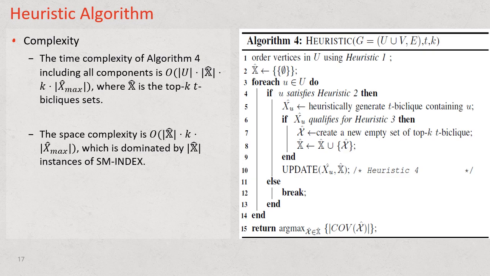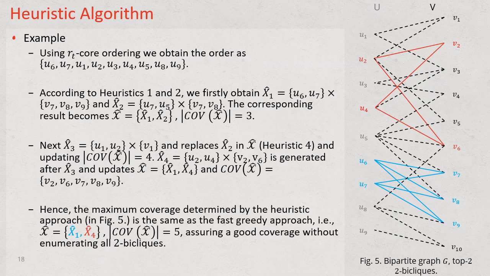For a better understanding, we then move to discuss some examples for the heuristic approach. For this example, let K and T be 2. For the given bipartite graph in figure 5, we start by performing RT core ordering of the vertices. The first two Bicliques generated are x1 and x2 according to heuristics 1 and 2. The overall coverage of the set containing these two Bicliques is 3, that is V7, 8 and 9, with x2 as the minimal 2-Biclique.